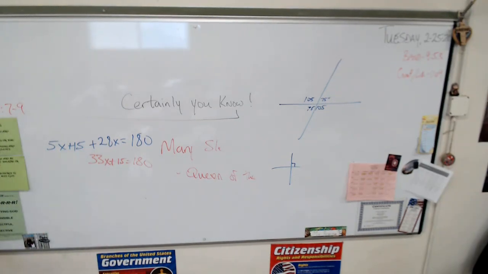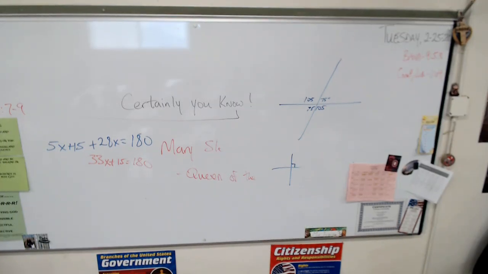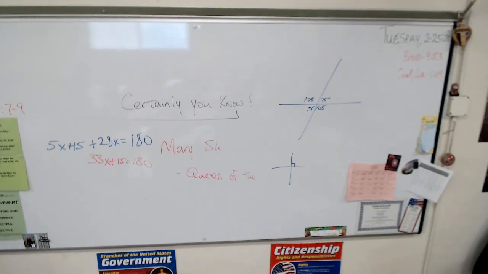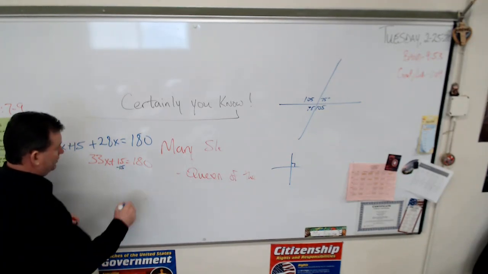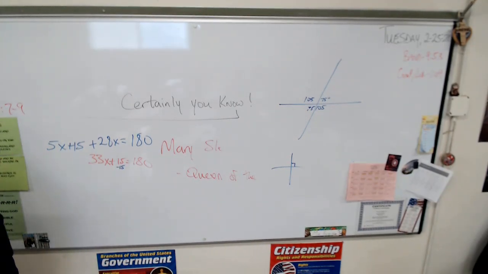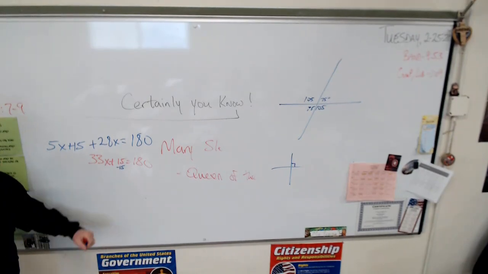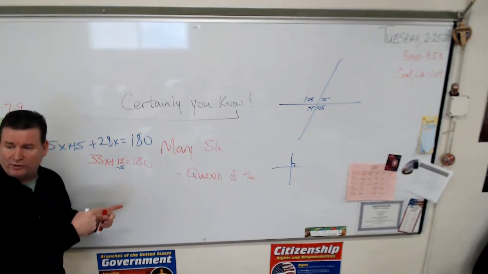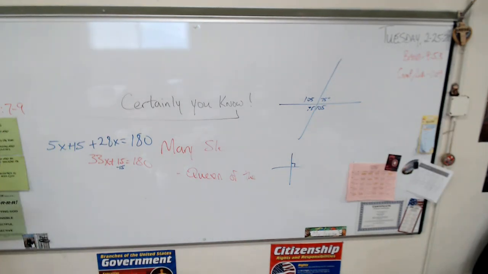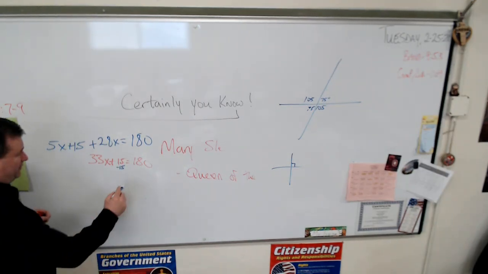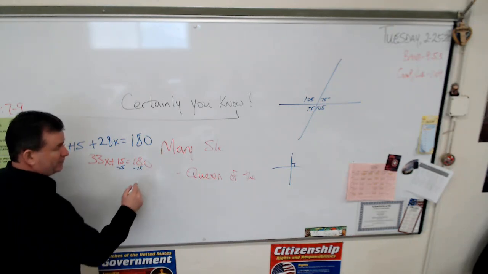How do I get rid of the 15? If I add 15, I'll have 30. I subtract 15. If I subtract 15 from this side of the equal sign, what must I do to the right side of the equal sign? Subtract 15.